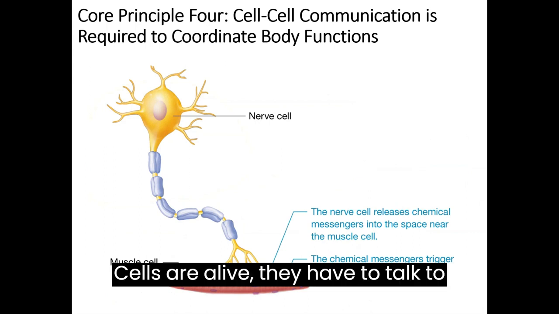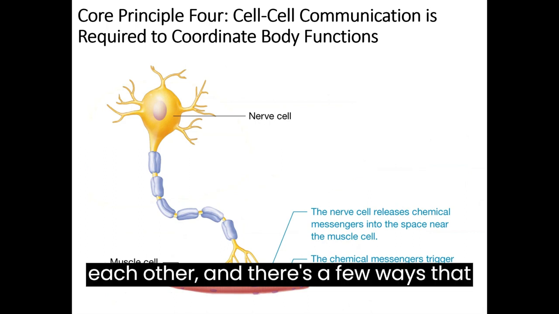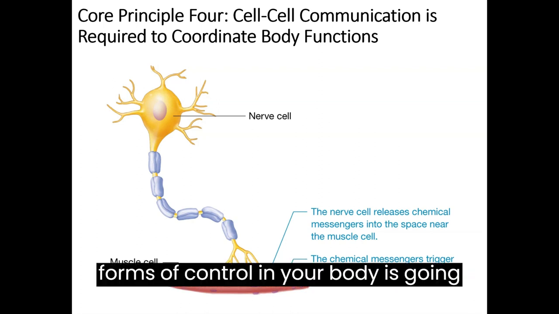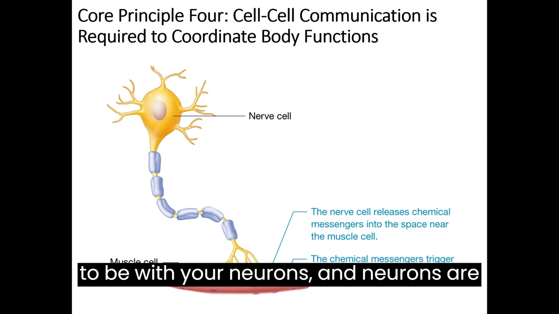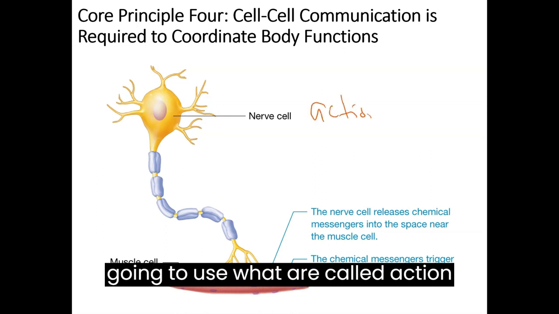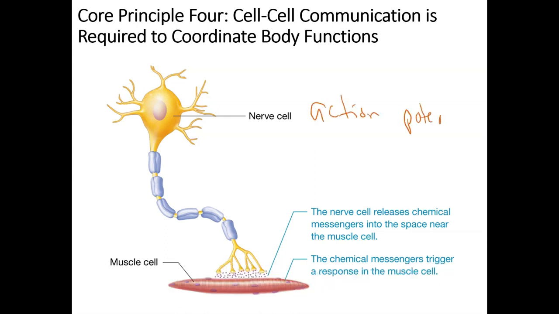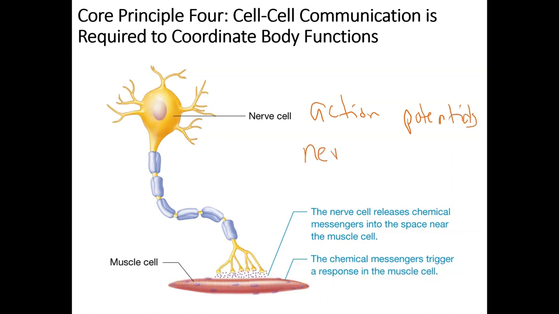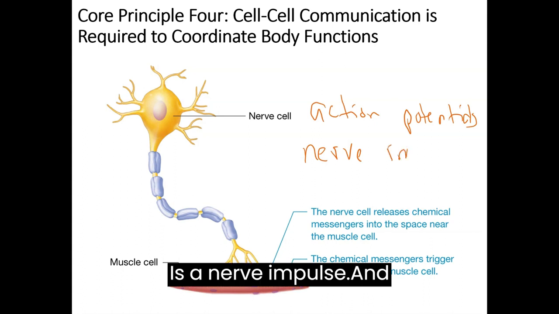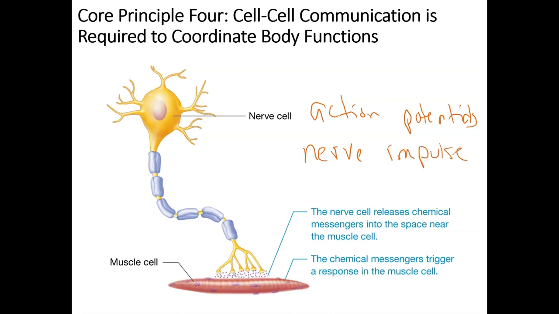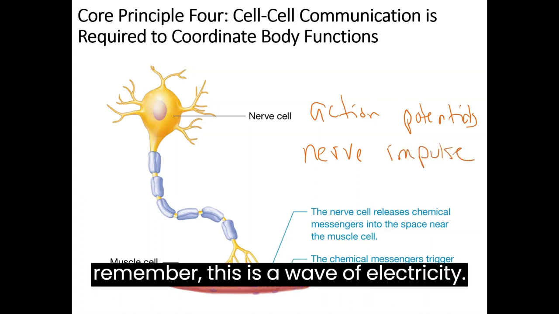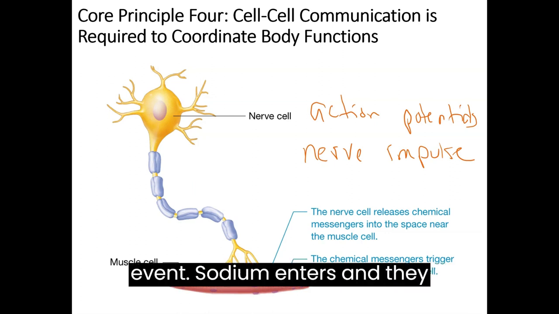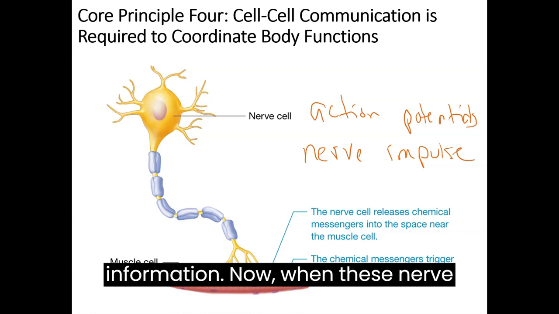And then also cells have to communicate. Cells are alive. They have to talk to each other. And there are a few ways that they talk to each other. One of the main forms of control in your body is going to be with your neurons, and neurons are going to use what are called action potentials. Another word for an action potential is a nerve impulse. And remember, this is a wave of electricity. It's basically called a depolarization event. Sodium enters and they communicate through this electrical information.